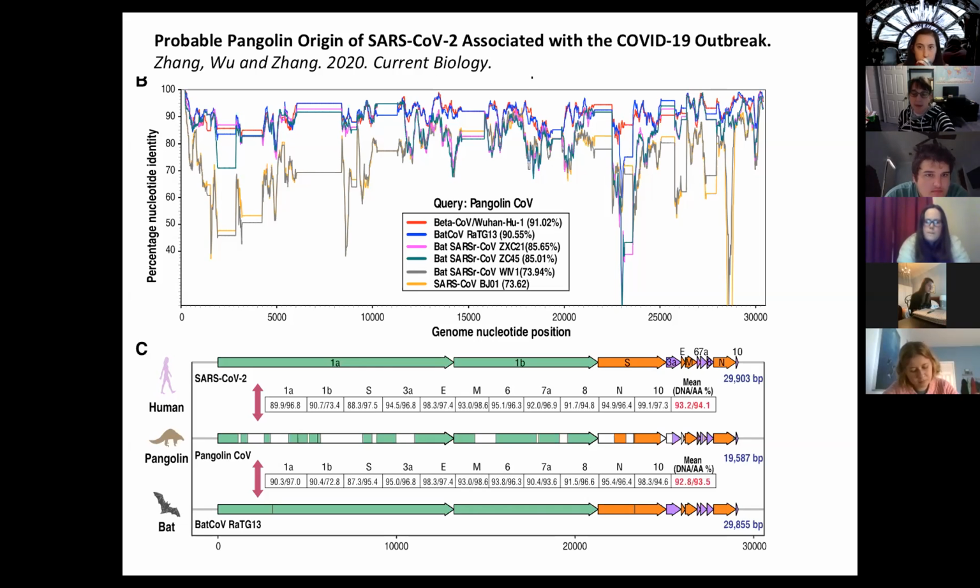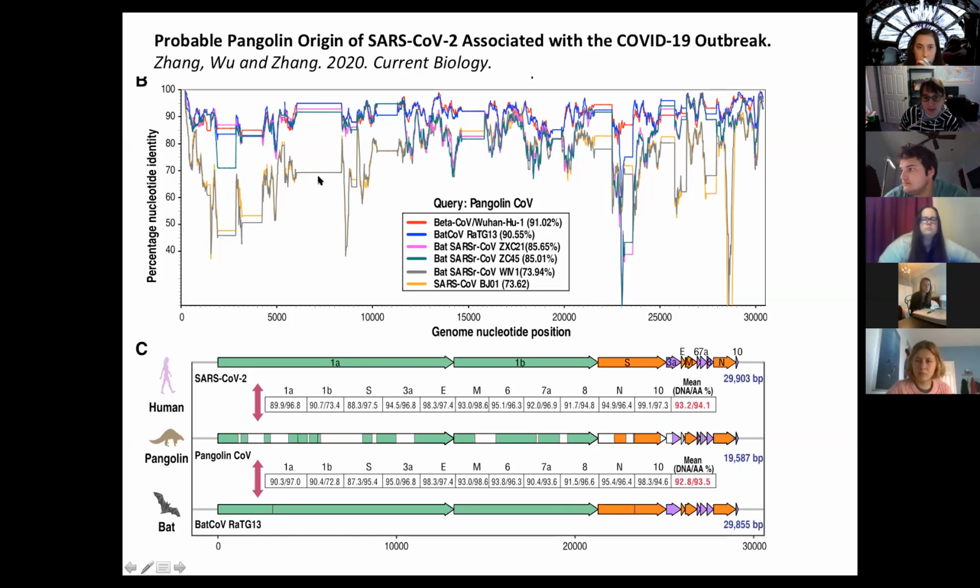Right? So when they have this report of 91% similar, that means that of the amino acids and DNA sequences that they have, 91% of those are similar. But if you were to just take 29,000 and 19,000, you're talking about 10,000 base pairs that they don't have information for. Okay, so there's some comparisons that are missing.